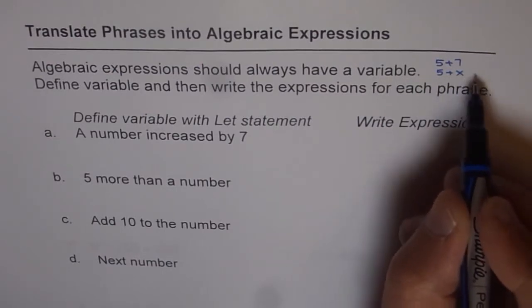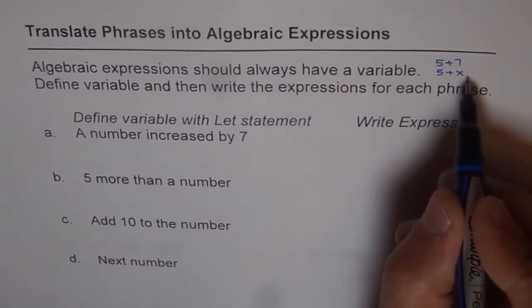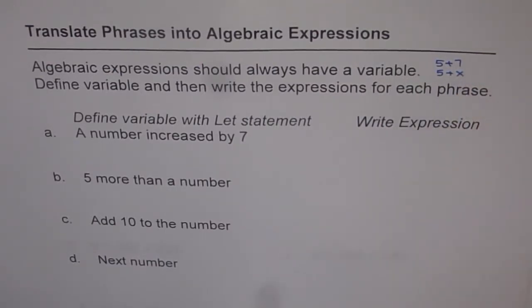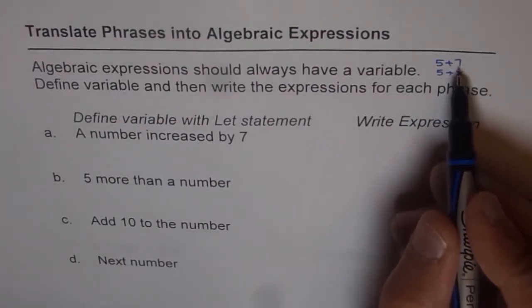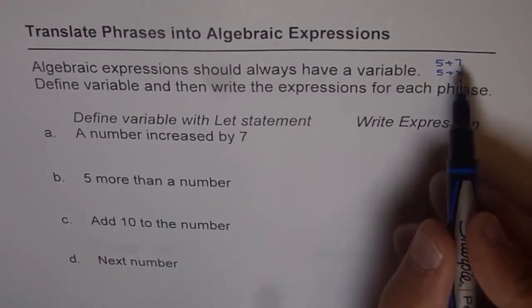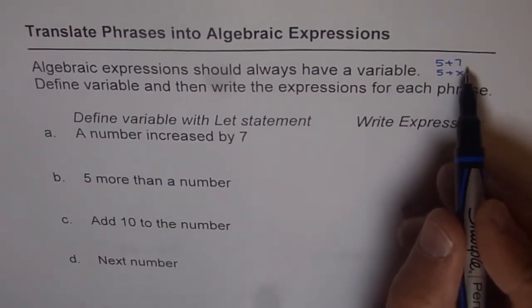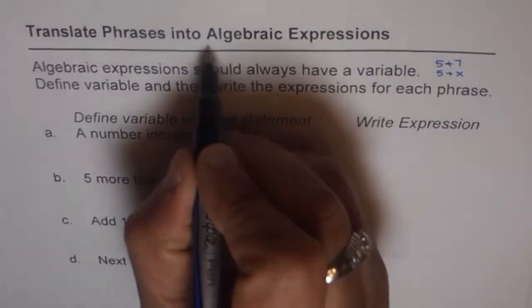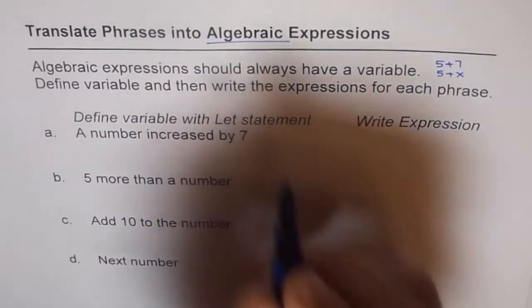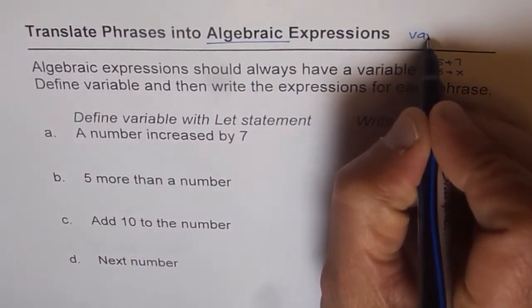Now the variable is something which can take any value. So x could be any value, could be 1, 2, 3, 4 or any value, right? That's what is meant by variable. Its value can vary or change. If I write 5 plus 7, then 7 is fixed, it cannot change, right? So that is not an algebraic expression. That is an expression, but not an algebraic expression, okay? So this is the first thing which you should understand. Whenever we talk about an algebraic expression, we are looking for a variable, right? This is most important.